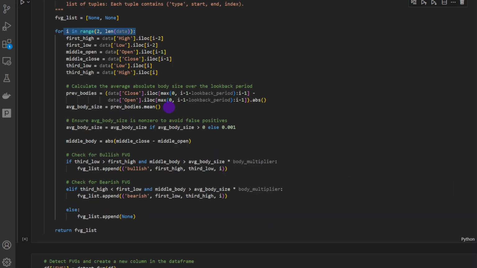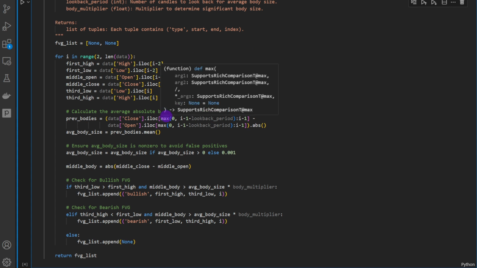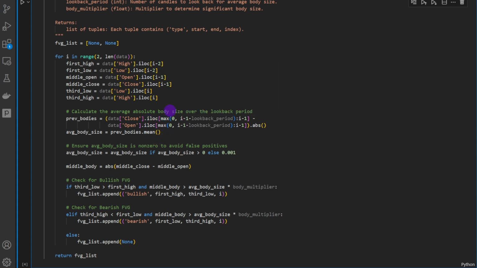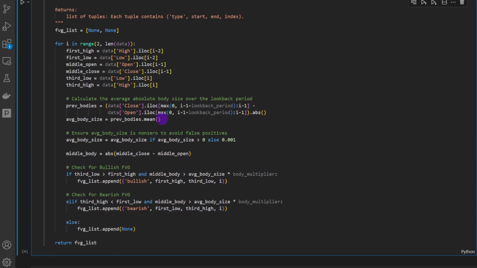Then we're going to need to compute the average absolute body size over the look back period. The look back by default is the previous 10 candles. Why do we need this? So we need the average body of a candle over the last 10 candles. For example, it can be 5 or 15 candles, but for now, by default, it's 10 candles, in order to compare this with the middle candle, which is causing the breakout or the gap.